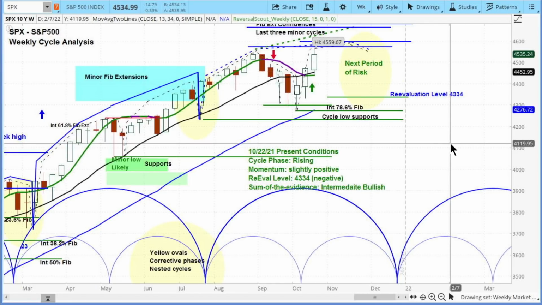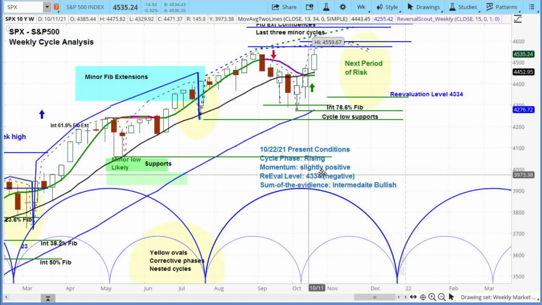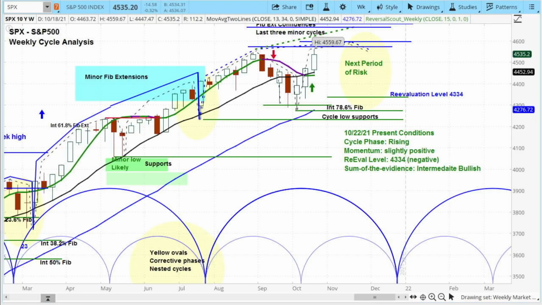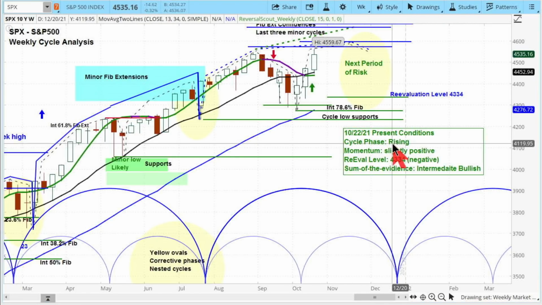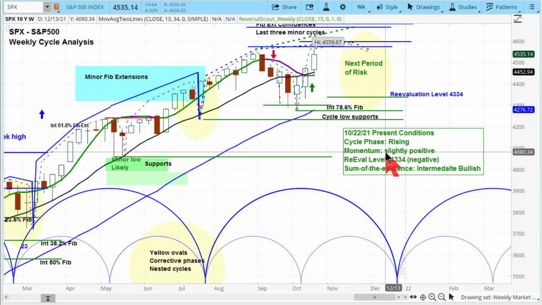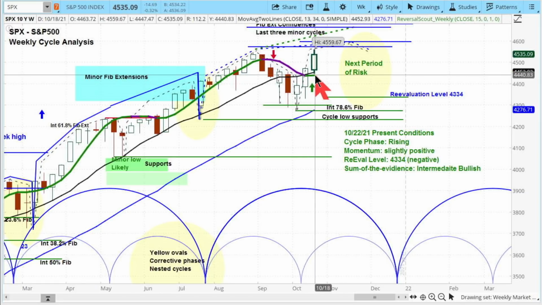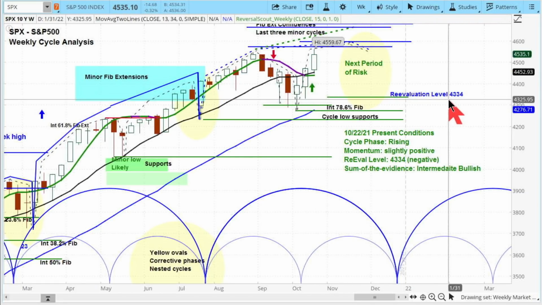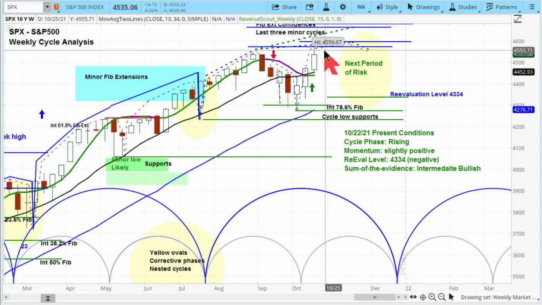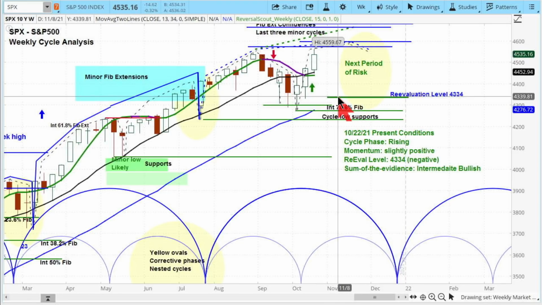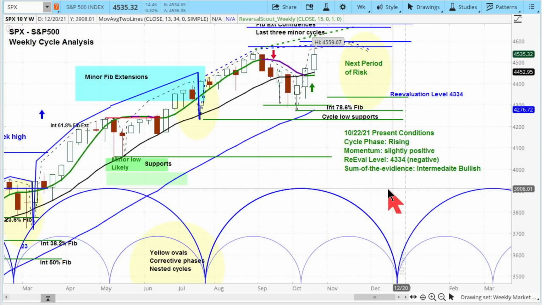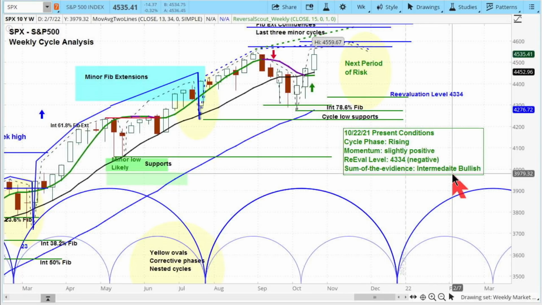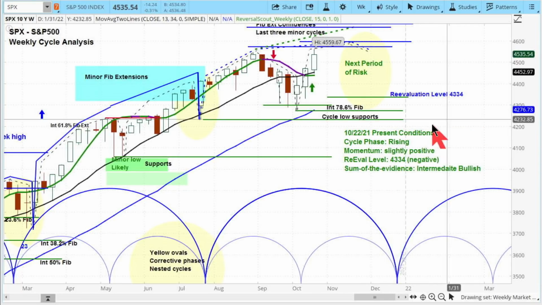So the present conditions for the stock market that we have right over here for you to see as of today are that, well, the phase in the market is rising. The momentum conditions may be slightly positive. The reevaluation level from this upward move is right here at 43.34. If it got below there, the market would likely be in a lot of trouble. But right now, that's a long way down before it shows that kind of downside risk. And the sum of the evidence is an intermediate condition that is bullish. So that's what we're looking at right in here.